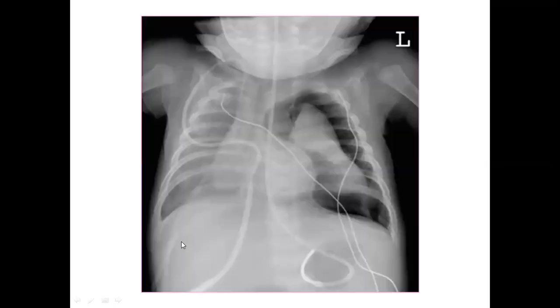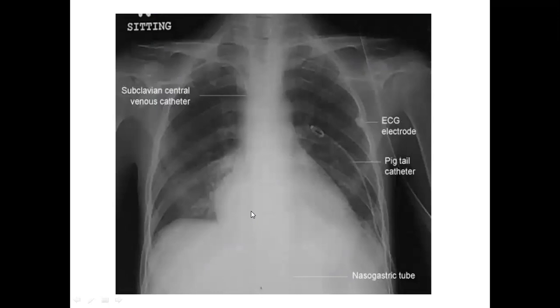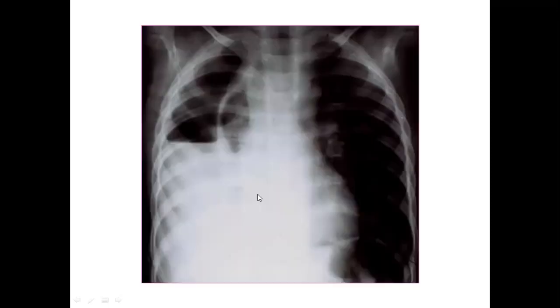Okay. So you can see this is an X-ray of a baby where so many tubes are inserted because there was some pathology. Okay, you are finding a subclavian central venous catheter, ECG electrodes, different catheters, nasogastric tube. Okay, here in this X-ray, the size of the right lung is so much reduced and so much effusion is found, so much fluid is collected in the pleural cavity. This can be a case of pleural effusion.